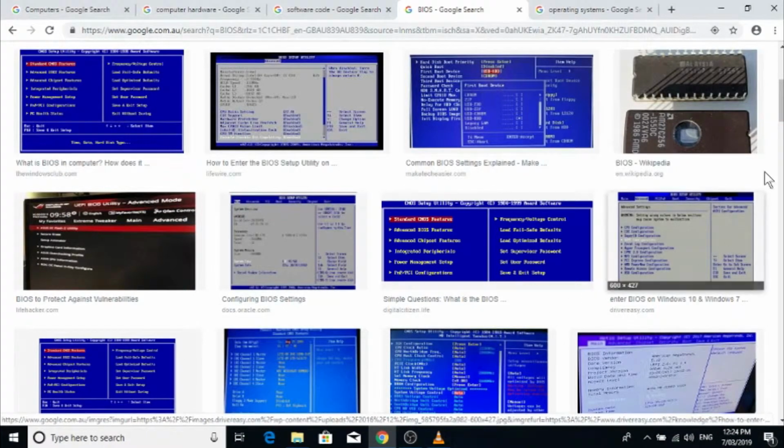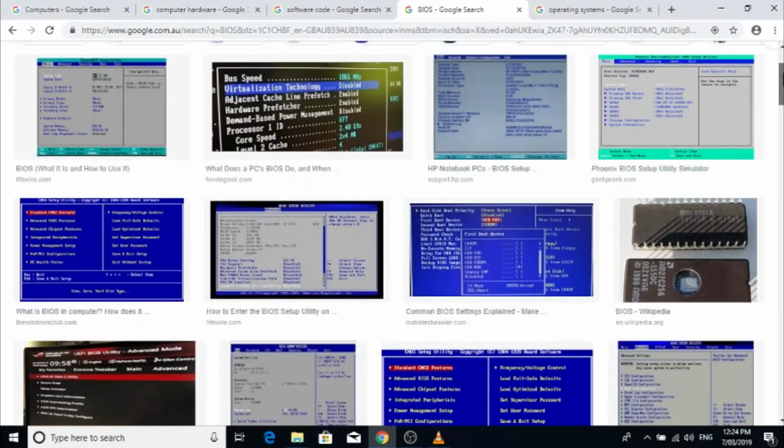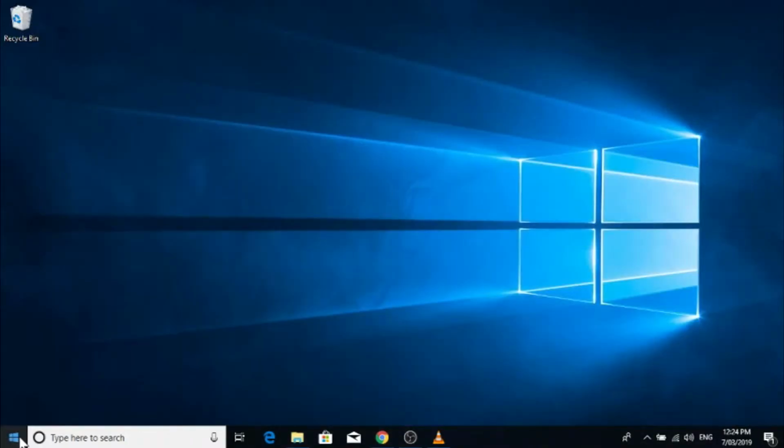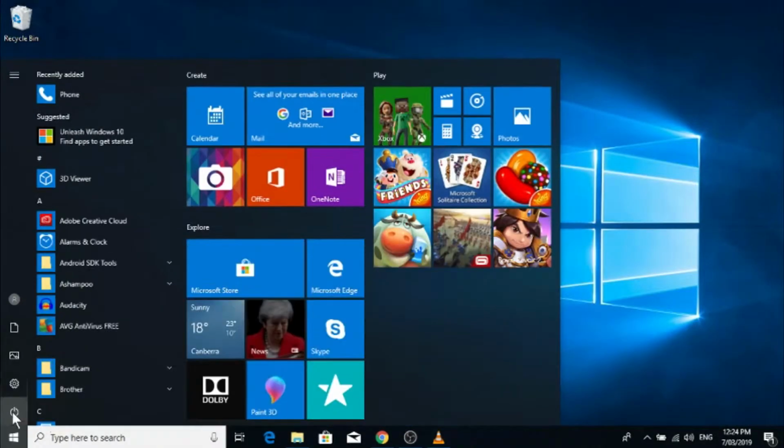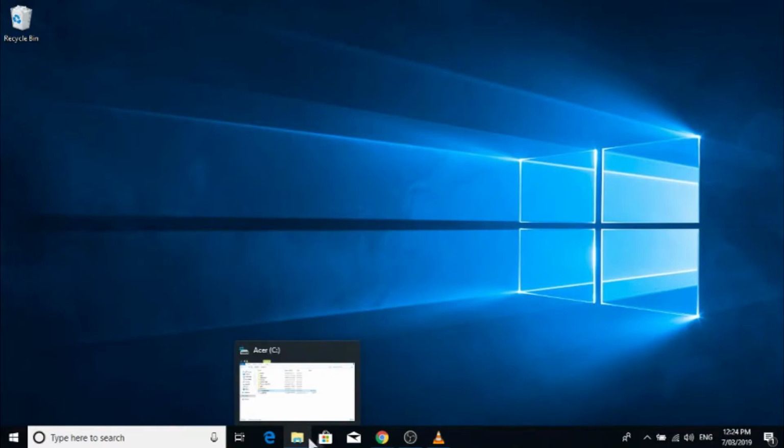Now, the BIOS's job is to check that all the hardware components are connected and running, ready to start the computer, and then it will tell the computer to read the software which is used to run the computer.